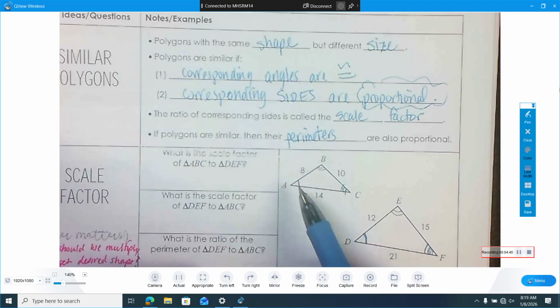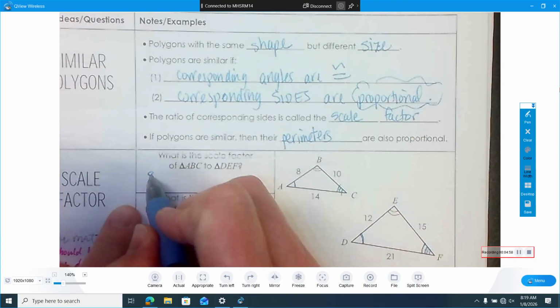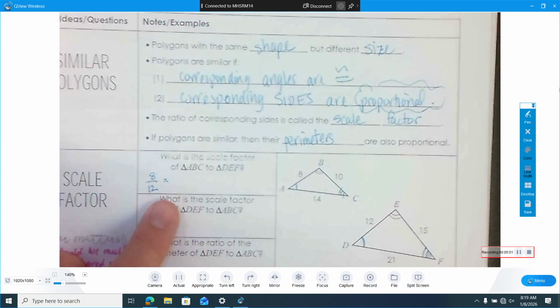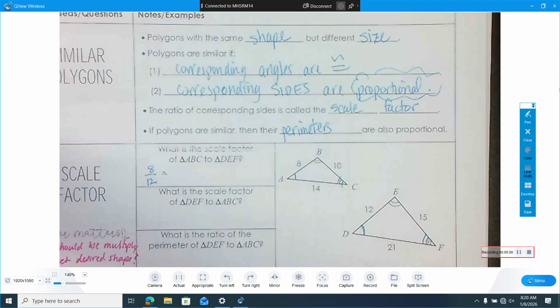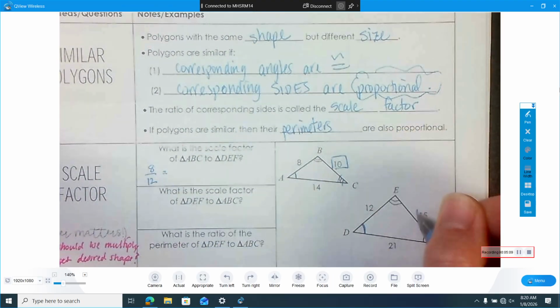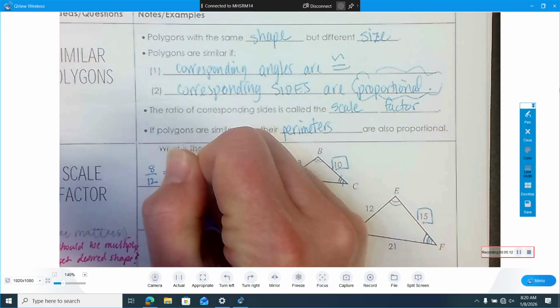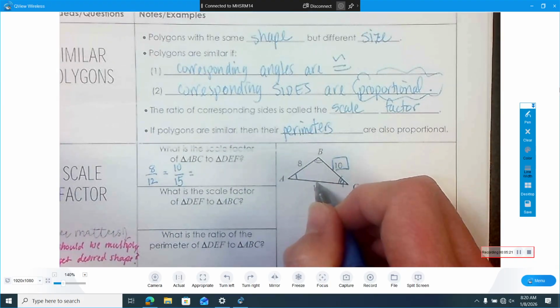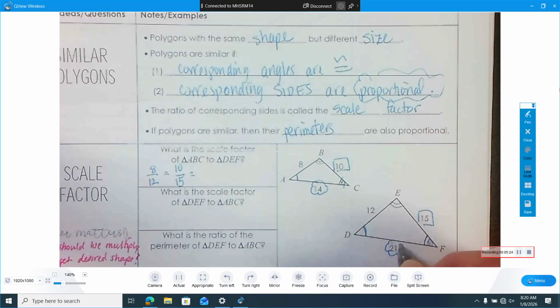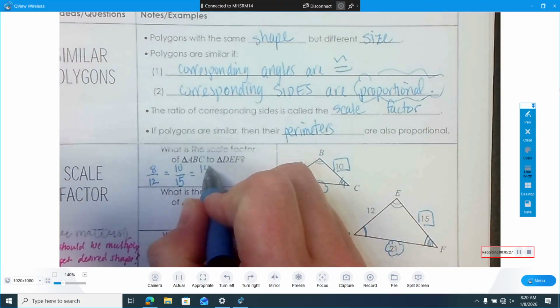12, yes. So we have this side that has a single arc mark and the double, and that compares with this side that also has the single arc mark and the double. So what we have is the ratio of 8 over 12. Let's look at side 10 here. What side does that compare to? 15. So 10 over 15. And then the last one here, we have 14 compares with 21. I'm just marking them with markings that are similar. So we have 14 over 21.